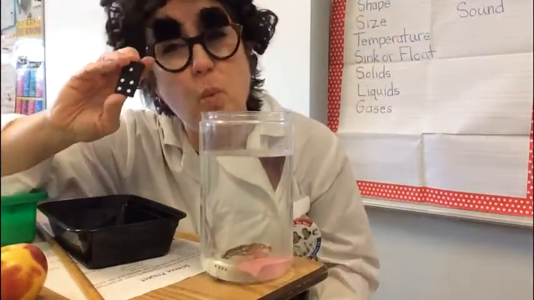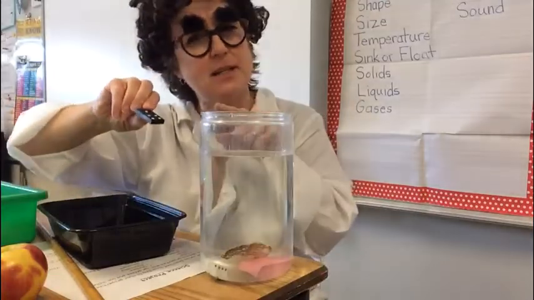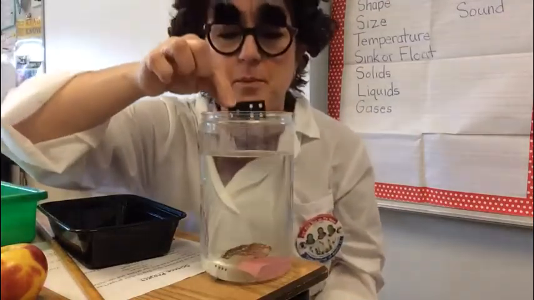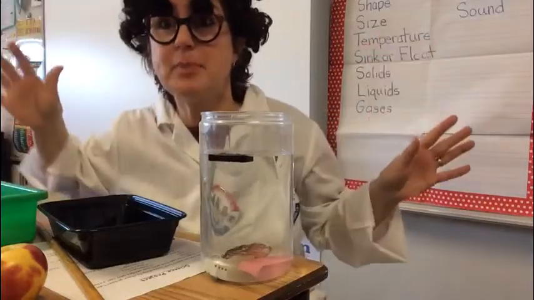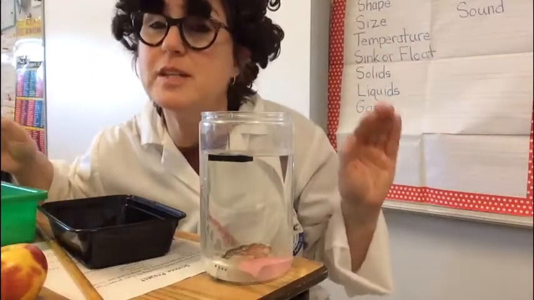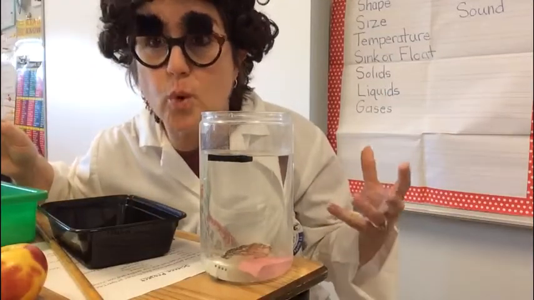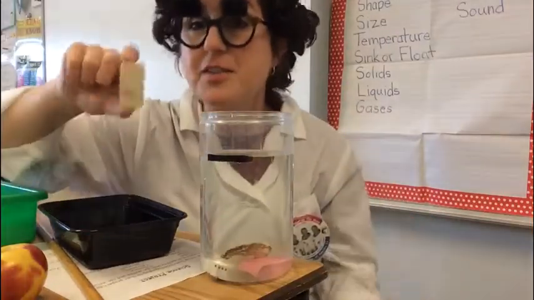Next, we will try a domino. This one is made out of wood. What do you think will happen to this one? Did you predict? Let's try it. Here we go. What happened? It is floating. It is floating, and the reason for that is because a property of wood is that it floats. Okay? It floats.